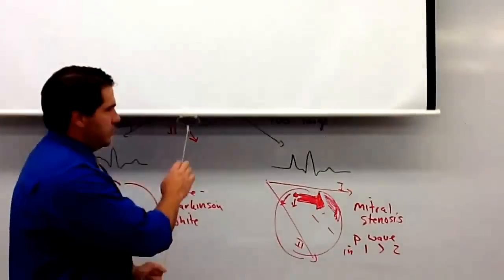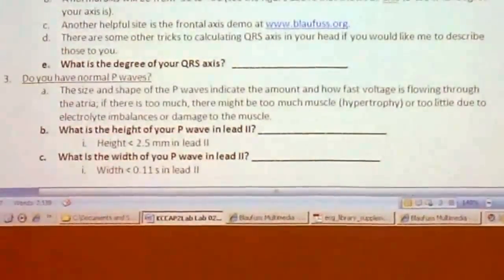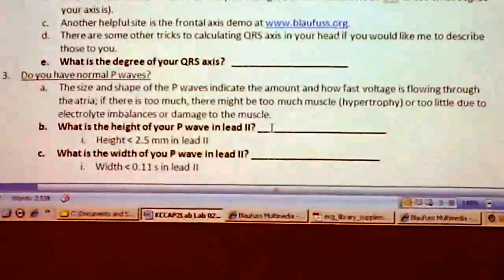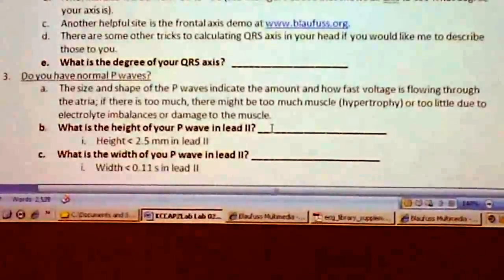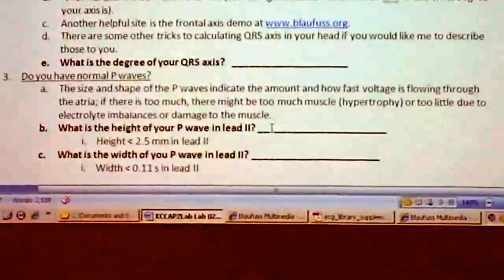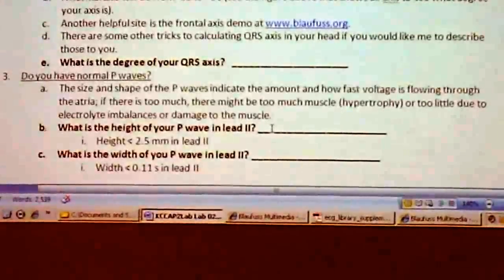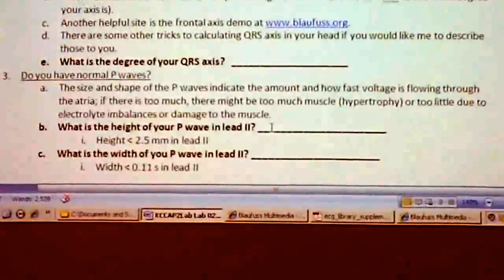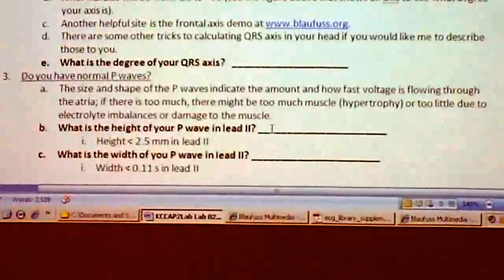When we're looking at an EKG, we'll want to measure how many boxes wide your P wave is and how tall it is. First thing is height. Each one of the little blocks is 1 millimeter, so you want it to be less than 2.5 blocks high. The width, each one of those small blocks is 0.04 seconds. So you want to be at less than 3 blocks, because 3 blocks would be 0.12 seconds, and you want to be less than 0.12.